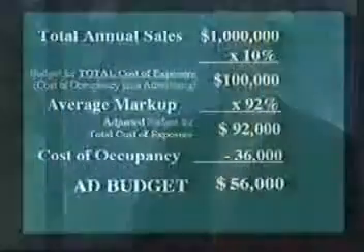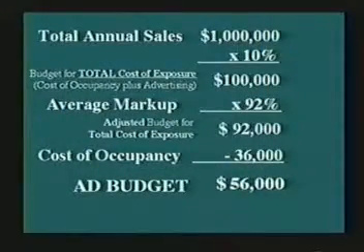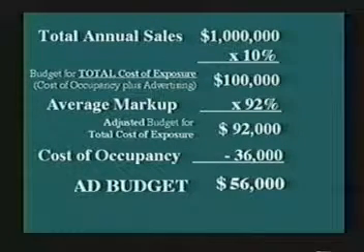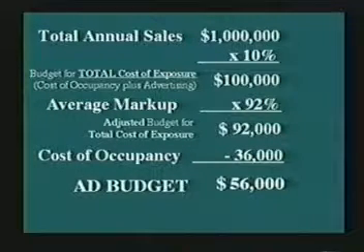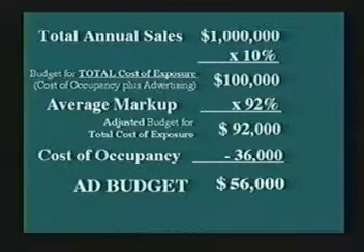Keystone. This guy's falling short of Keystone. 8 points short. He only has a 92% markup on average. Now, we multiply $100,000 times 92% to come up with an adjusted budget for total cost of exposure of $92,000. Now, his rent. How much is your rent? $3,000 a month. Bang. $36,000 a year is deducted from the cost of occupancy budget. He now has an ad budget of $56,000.